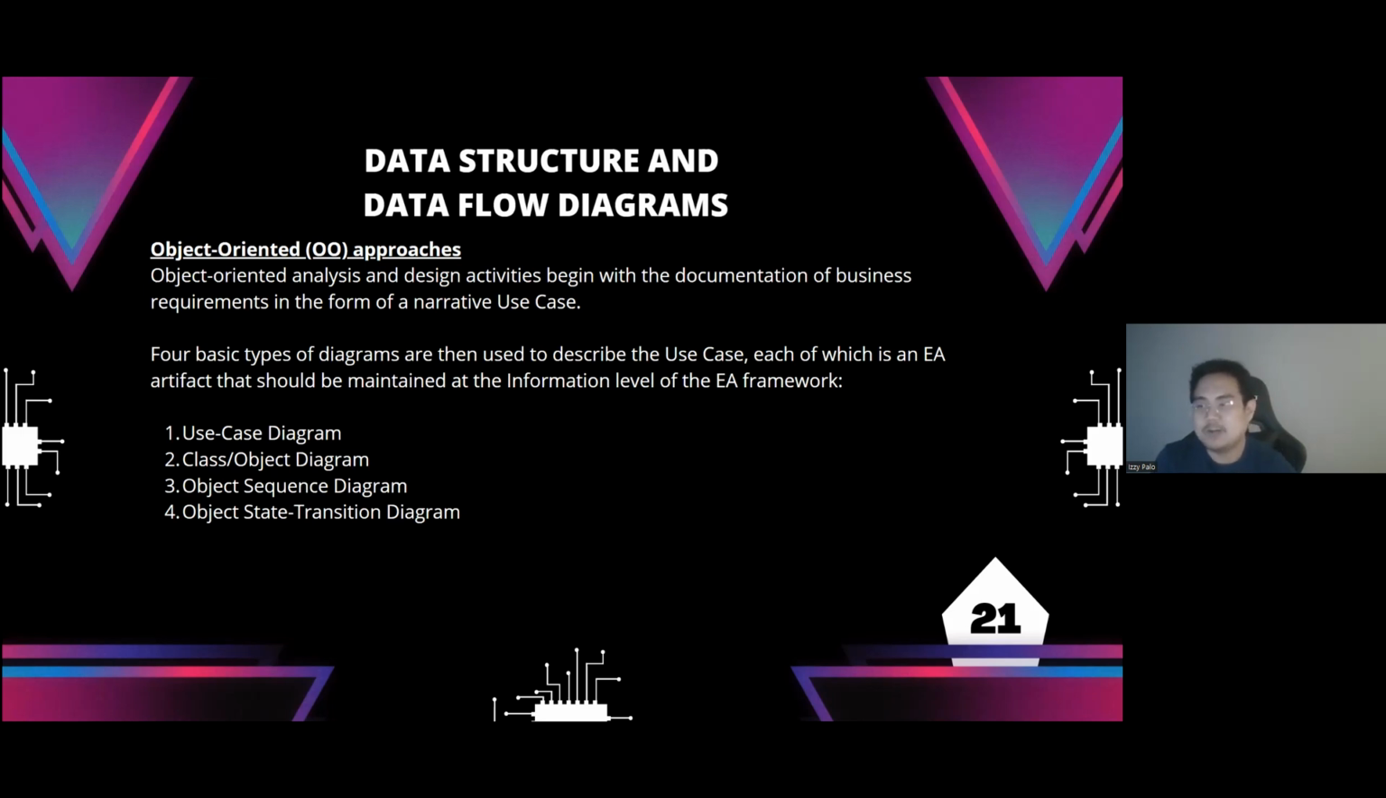And lastly, the object state transition diagram. It shows the entire life cycle of a particular object in terms of how event triggers can invoke different behaviors. So these are the diagrams, and these are all artifacts in the information level of enterprise architecture.